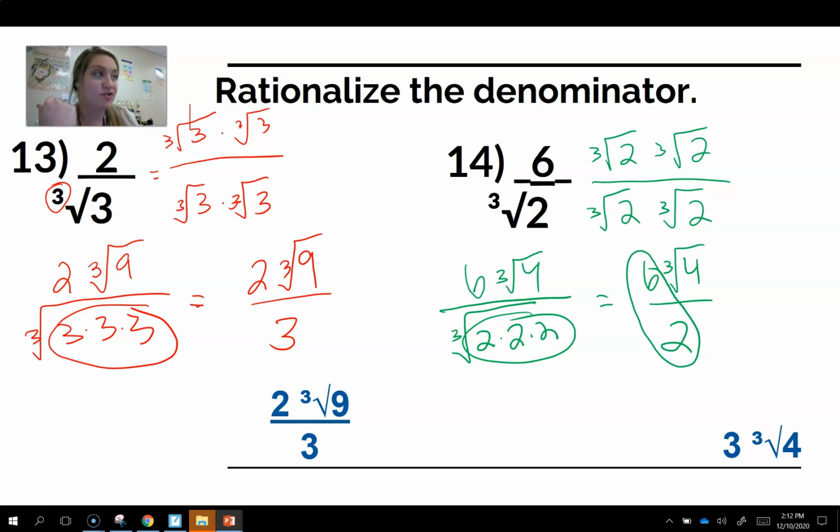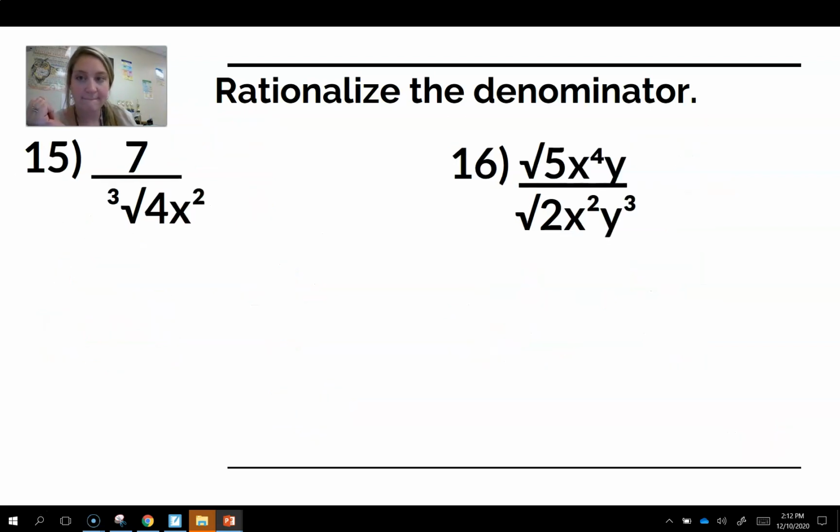All right, we have 2 more. All right, 15, we have 7 divided by the cube root of 4x squared. Okay, so with this one, let's pay attention to what we have. That means I need 3 cube roots of 4s, and I need 3 x's, right? I already have an x, don't I?